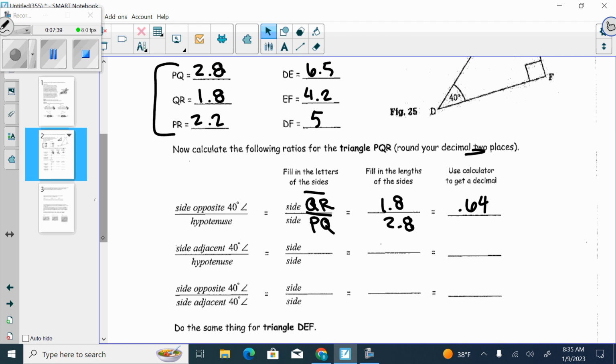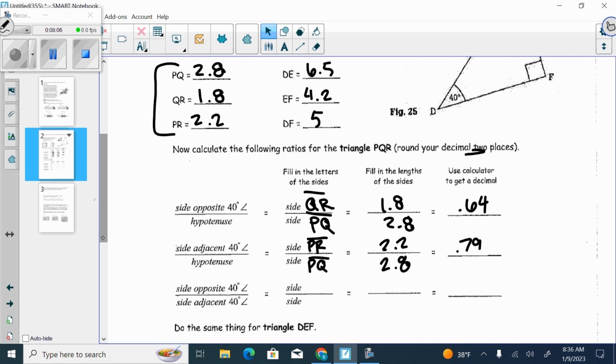What's the adjacent side? PR over the hypotenuse, which you guys already told me was PQ, right? And we said that PR was how long? Good. Over that hypotenuse, which y'all said was 2.8. So what is 2.2 divided by 2.8? Good.